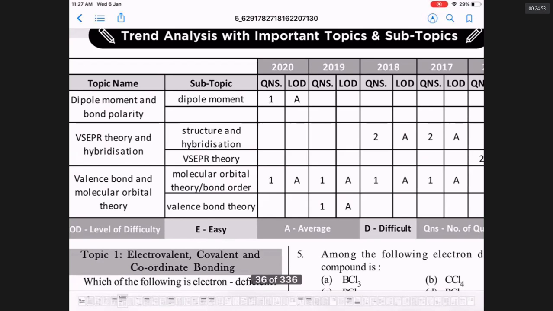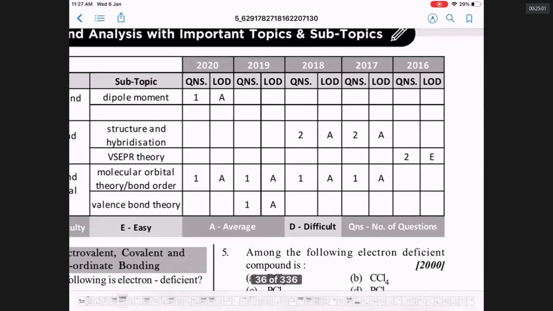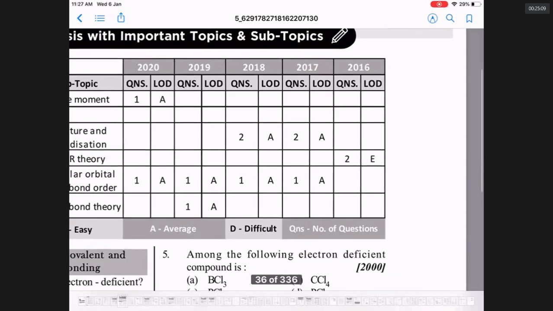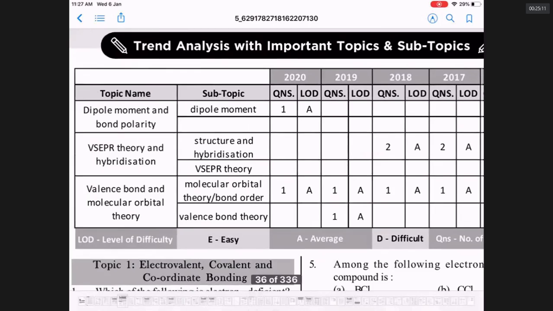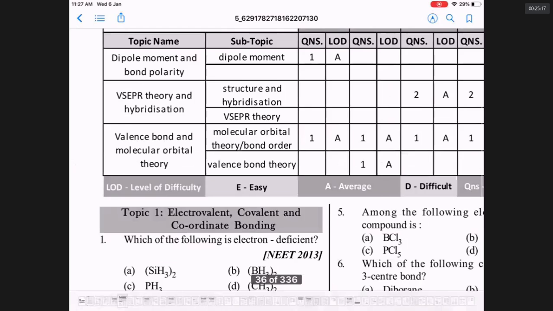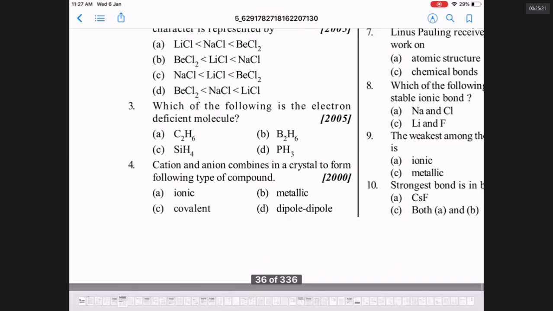But if you see the NEET paper, 2020 they asked 2 questions. 2019, 2 questions. 2018, 3 questions. 2017, 3 questions. 2016, 2 questions. On average, they are asking 2 to 3 questions in this topic. And now let us look at a standard question on this.